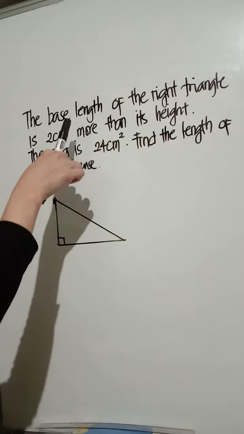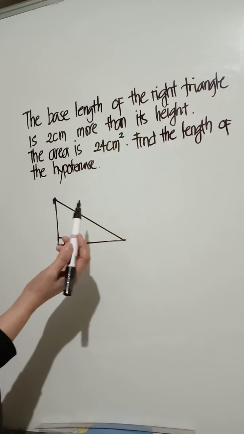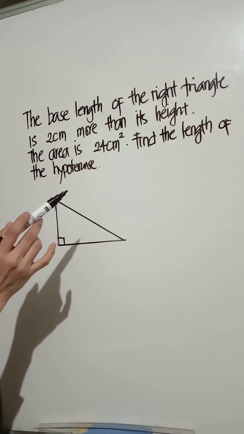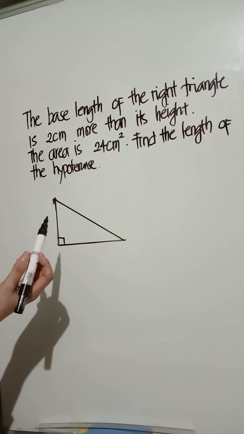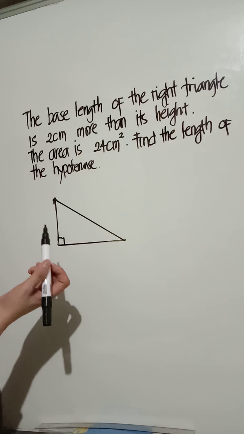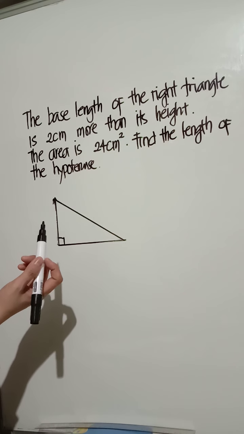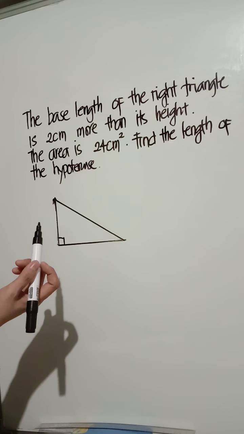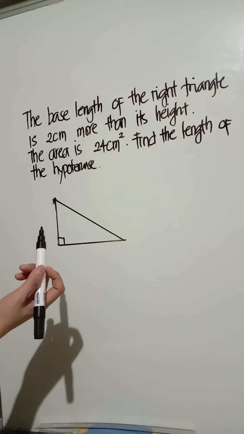The base length of the right triangle is 2 centimeters more than its height. The area is 24 centimeters squared. Find the length of the hypotenuse. First, let us draw the given figure.